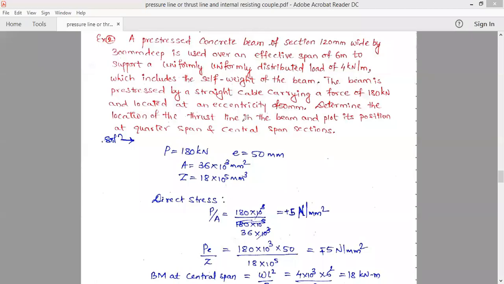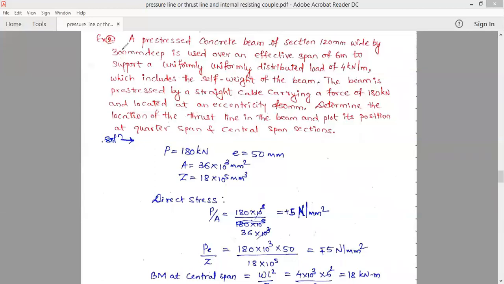Hello students. I am going to continue the problems. In the earlier video, we discussed the theory of the C line and P line, and one simple example was solved. We'll continue with the same concept and with different problems. Here is the problem related to the same C line and P line method.